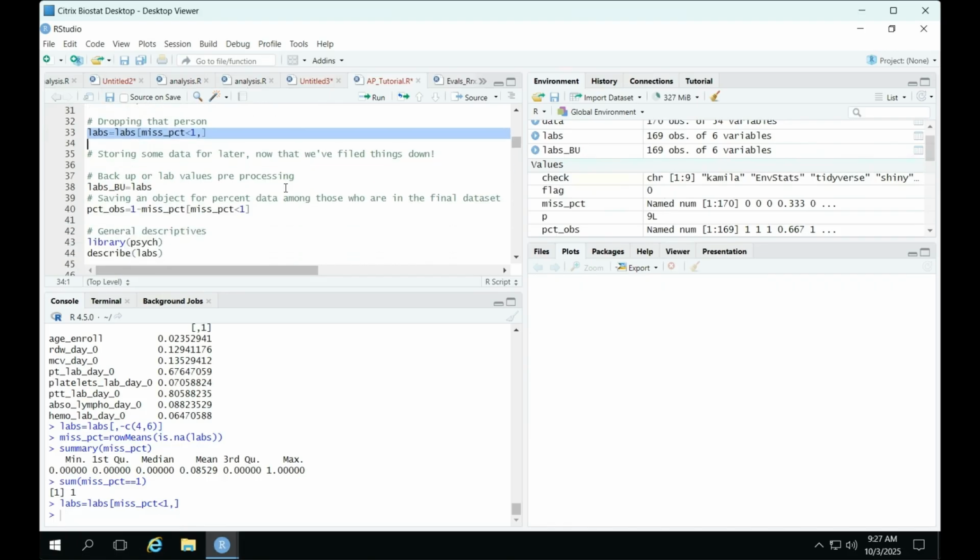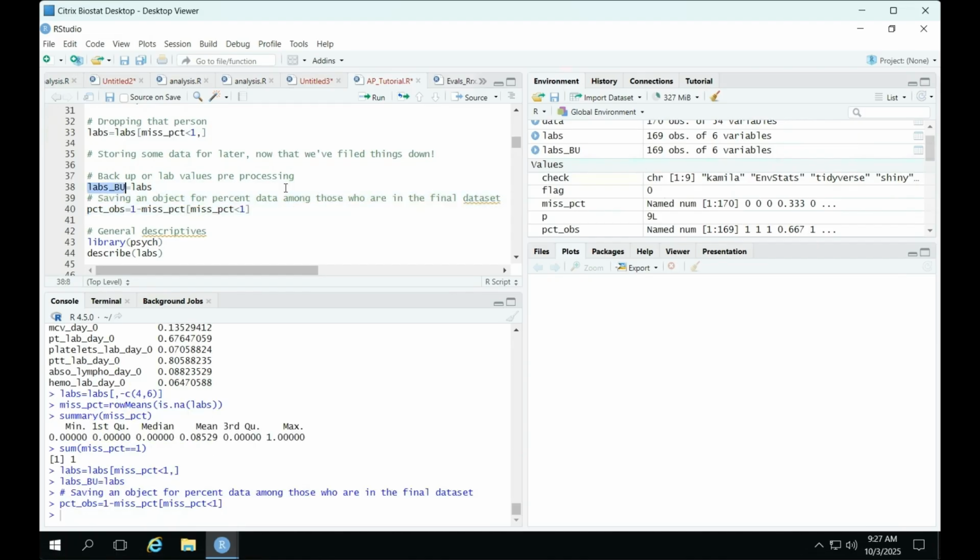Okay, now that we're getting to the end of basic data reading in, we'll want to save a couple objects for later. So this labs BU stands for backup. I want to save just the raw lab data as a reference point for later. We're going to come back to this. We're going to do some edits to the data, and so I want a standard backup to hold on to for later.